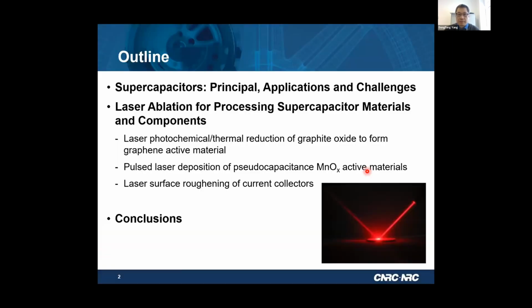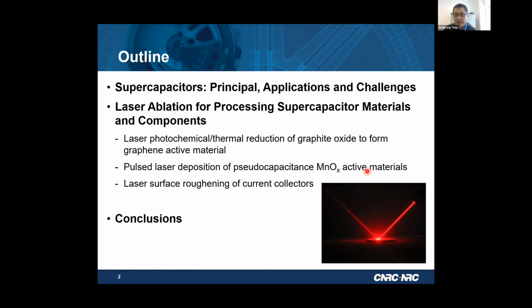So in this presentation, first I'd like to describe a little bit on the principle, application and challenge of the supercapacitor, in case you are not familiar with this device. And then I will give 3 examples to demonstrate that we can use laser to process material and component for this supercapacitor device.